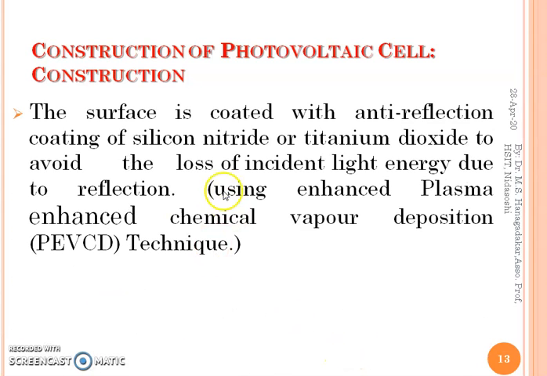And as I explained, the surface is coated with an anti-reflection coating made of silicon nitride or titanium dioxide to avoid the loss of incident light radiation, by avoiding reflection before it enters the PV cell unit. This coating is deposited using the plasma enhanced chemical vapor deposition technique over the areas in between the metal grid networks.